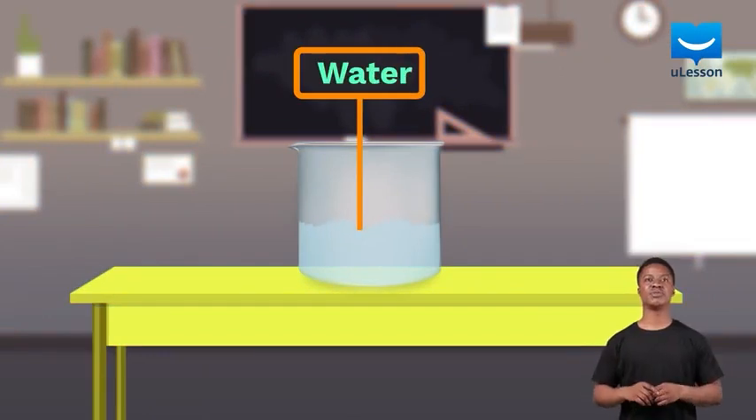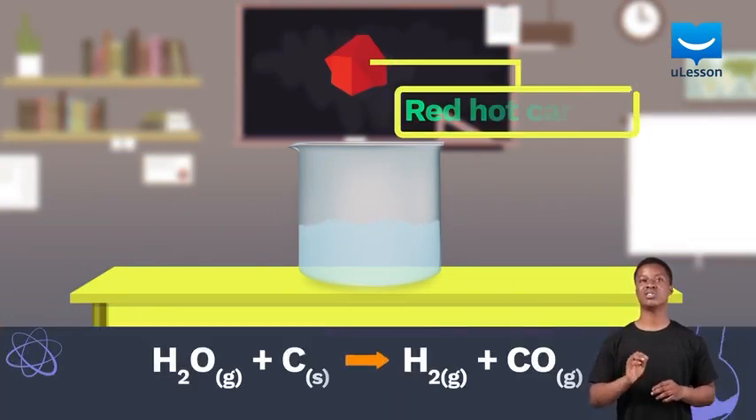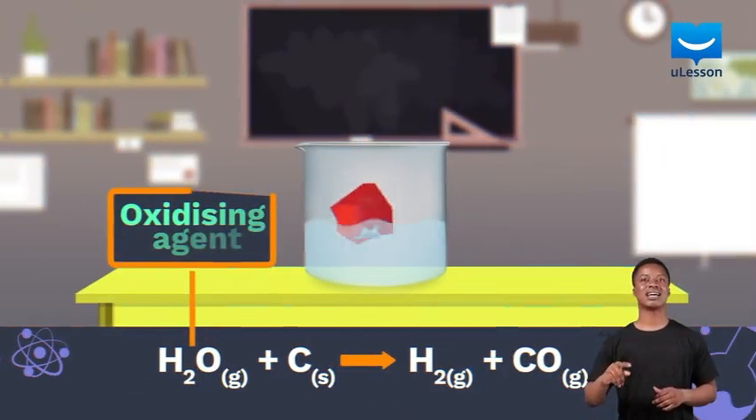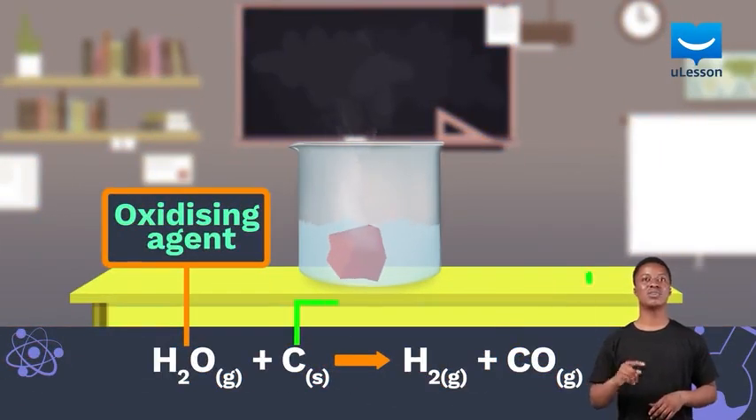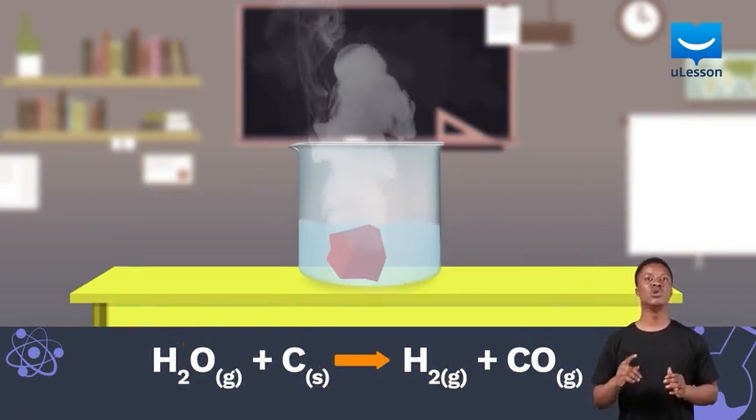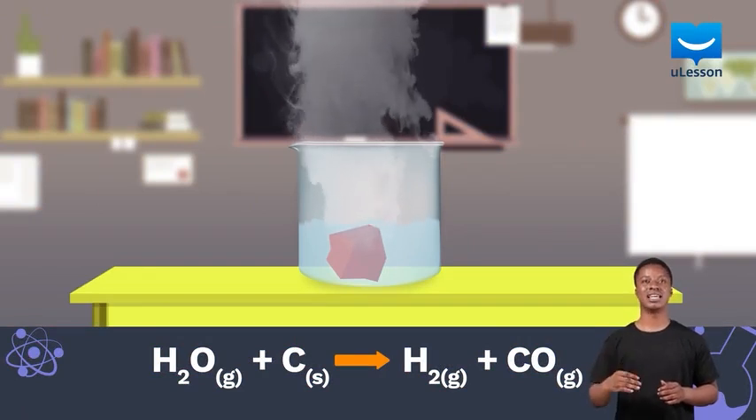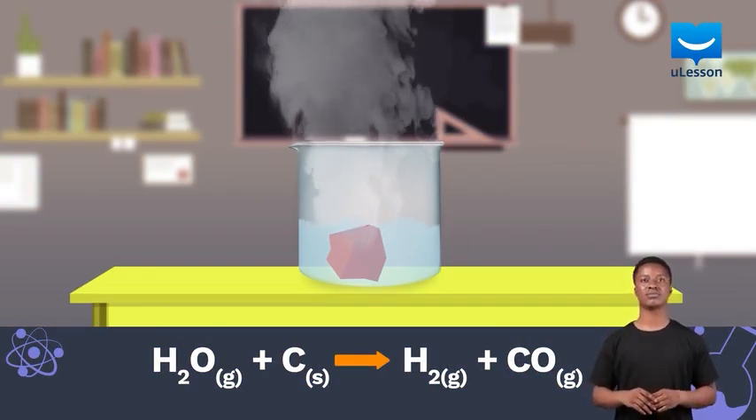Take water, for example. Water is a pretty balanced but reactive substance. When it reacts with red-hot carbon, water acts as an oxidizing agent because carbon is a strong reducing agent. So water will lose its oxygen to carbon, which in turn shares its electrons with the oxygen.